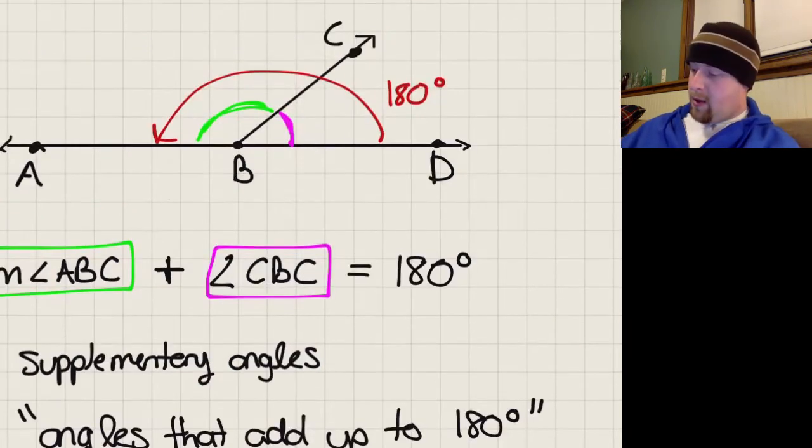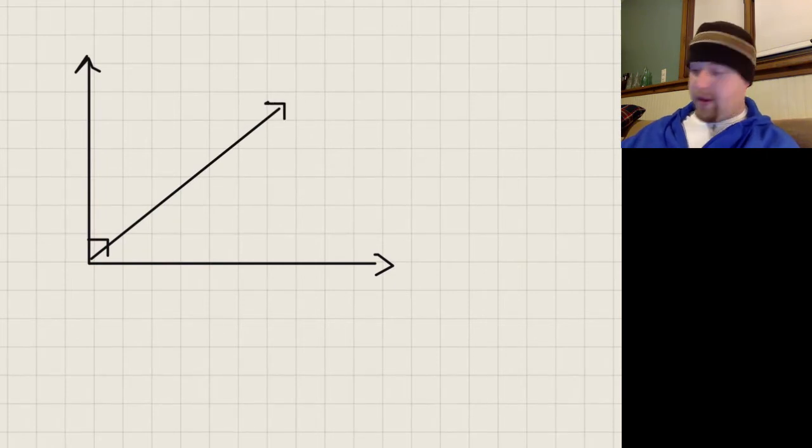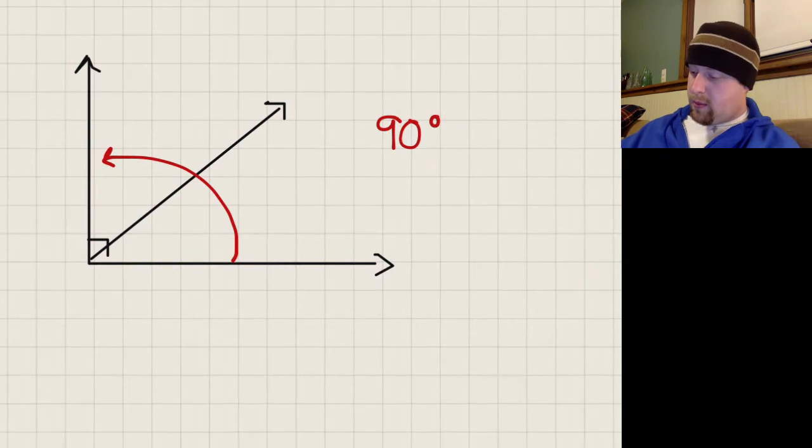Okay? There are also angles that have to add up to 90 degrees. So we know the distance from here to here is 90 degrees. Well, the yellow angle and the gray angle have to add up to 90.